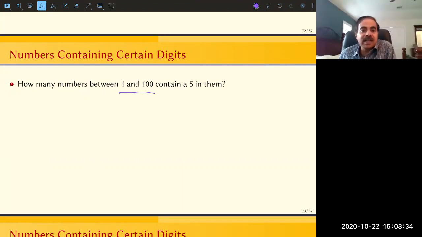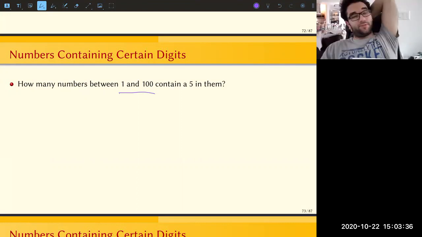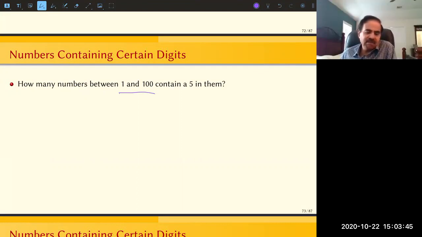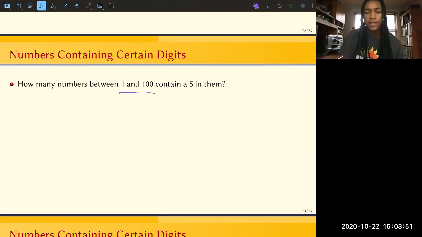Okay, so another answer. Or 9. 18. Why 18? Is it not 19? Yeah, I think I missed one.